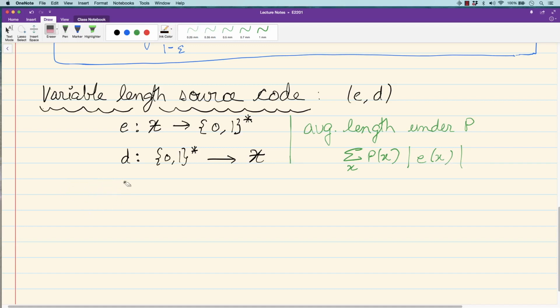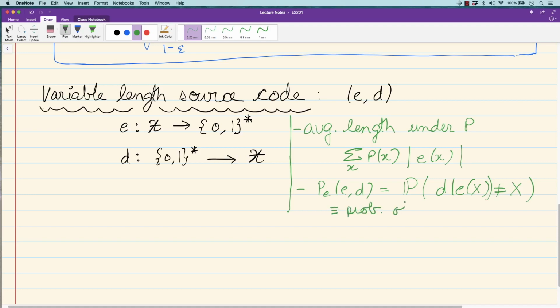We can also talk about probability of error as before. The probability of error for this code (e, d) is again, as before, the probability that the decoded value of an encoding of x is not equal to x. This is the probability of error for the code (e, d). So again, these are two parameters of performance: average length and probability of error. For fixed length code, it was fixed length and probability of error.